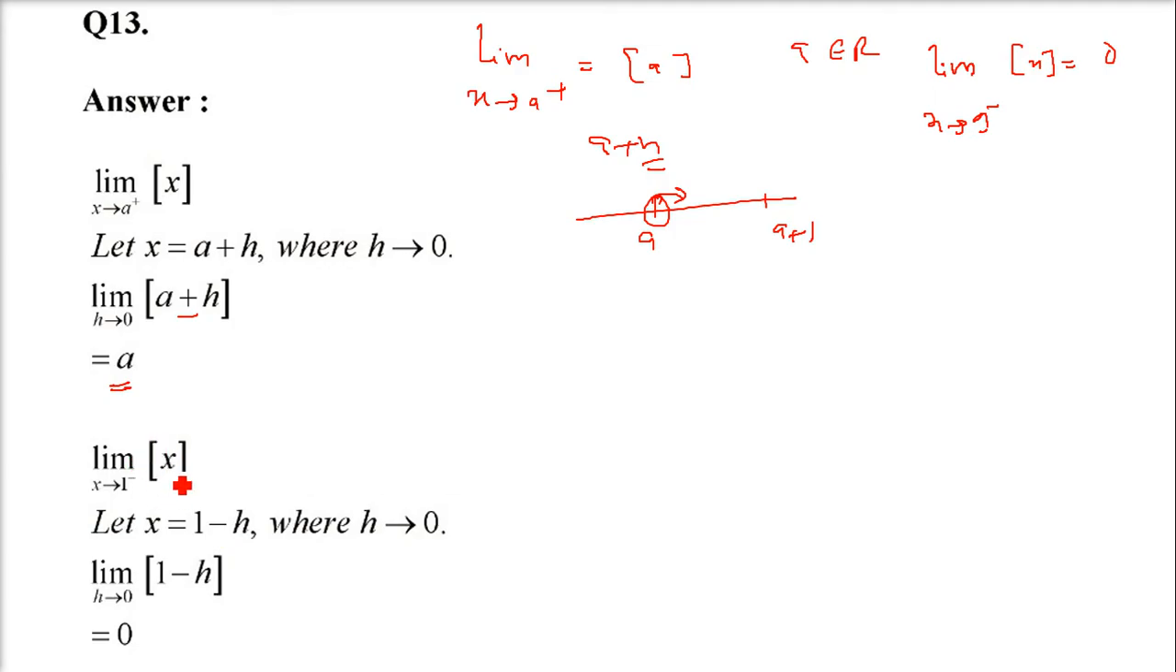Now coming to 1 minus, you have the greatest integer function x, and you are subtracting something from a. That is 1 minus h you are saying. So for 1 minus h, I'll just show you here: 2, 1. You are subtracting something from 1, so you will go to 0. This function always takes the floor of the integer.